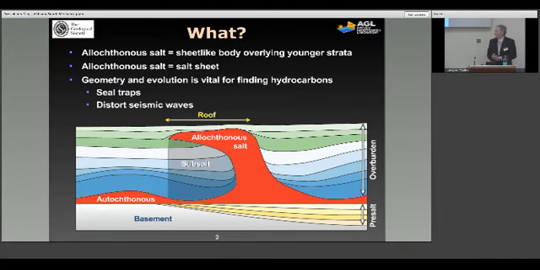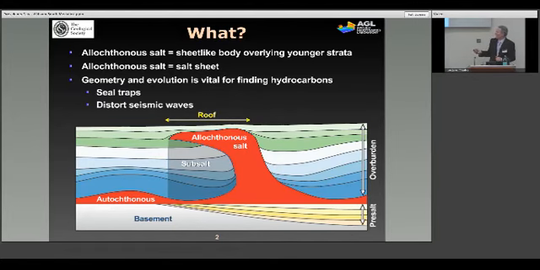The geometry and evolution of allochthonous salt is very important for applied reasons, especially in oil exploration, but even occasionally in mineral exploration. It's important for two reasons. First off, if the exploration target is down here in the subsalt region, then the salt above it can act as an impermeable seal to seal the trap for the hydrocarbons.